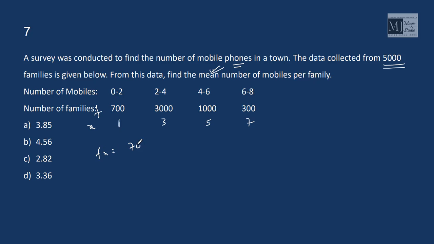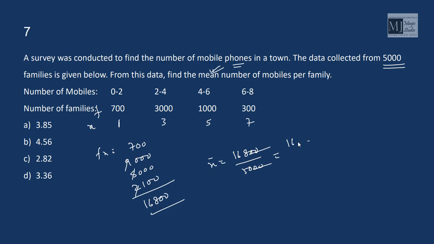Fx would be 700, 9,000, 5,000, 2,100, total 16,800. So mean is 16,800 by 5,000. That is 168 by 50, equals 3.36.